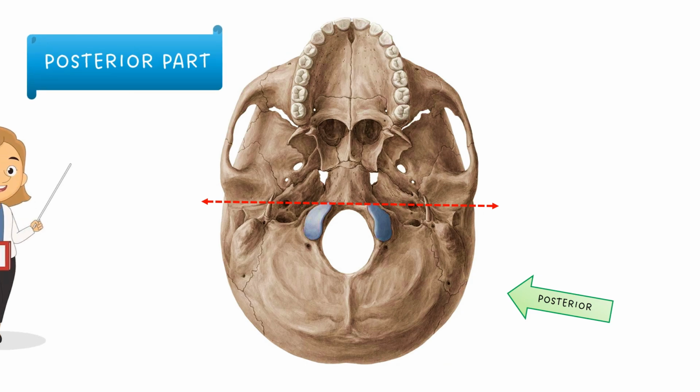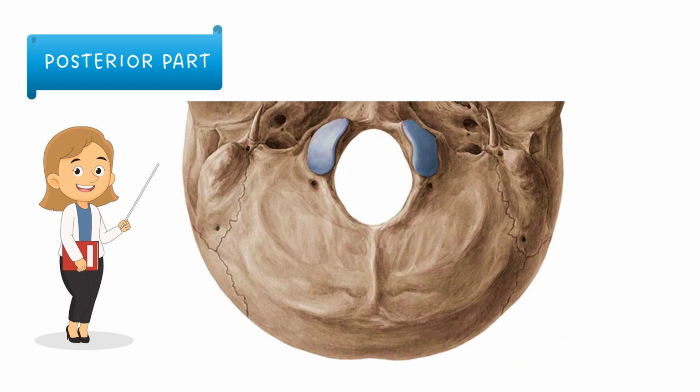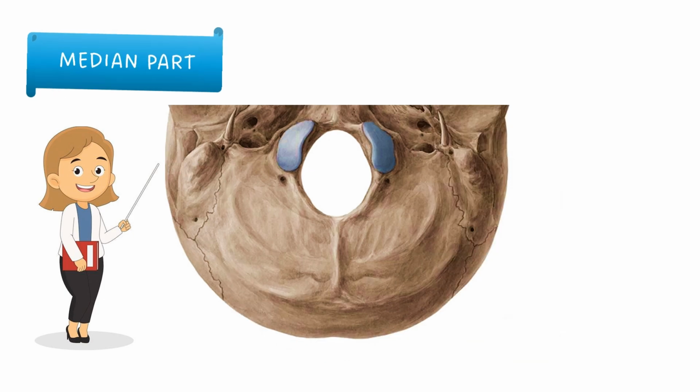Now let's move on to the posterior part of norma basalis. For the sake of convenience, this part is also divided into a median area and two lateral areas, the right and the left. In the median part, we see the foramen magnum, which is the largest foramen in the skull. It is a single foramen located in the lowest part of the posterior cranial fossa. It is oval in shape and it forms a communication between the cranial cavity and the vertebral canal.